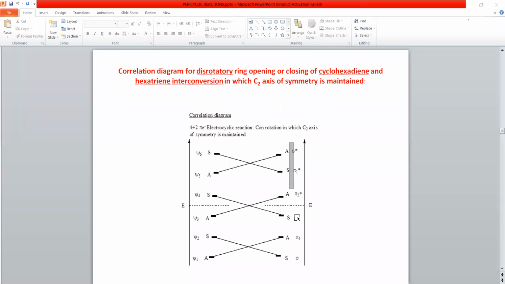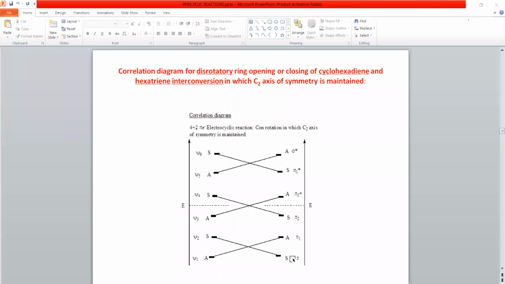These are the 6 molecular orbitals of cyclohexadiene: sigma square, pi1 square, pi2 square, pi2 star, pi1 star, sigma star. And on this side we have the 6 molecular orbitals of 1,3,5-hexatriene: psi1, psi2, psi3, psi4, psi5 and psi6. These are the symmetry properties with respect to the C2 axis of symmetry, and here also we have written the symmetry properties of the orbitals with respect to the C2 axis.